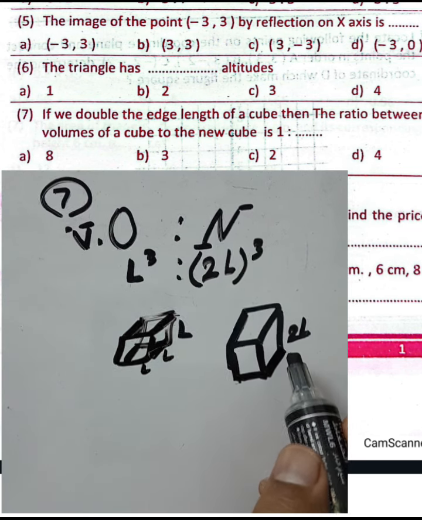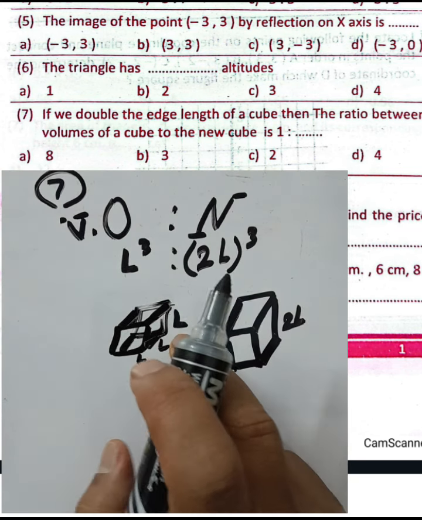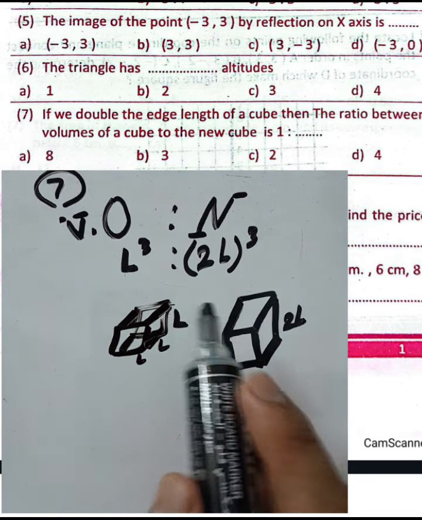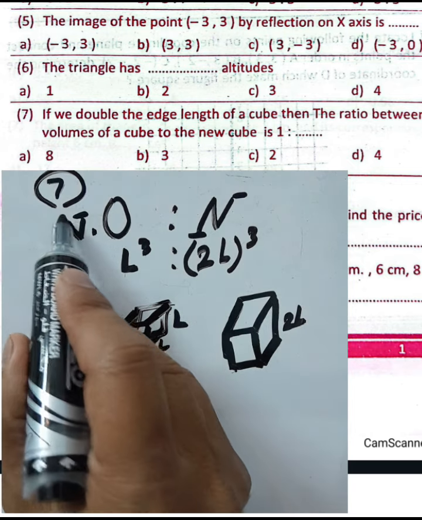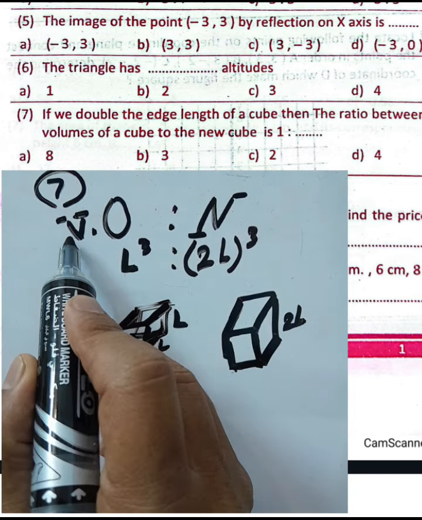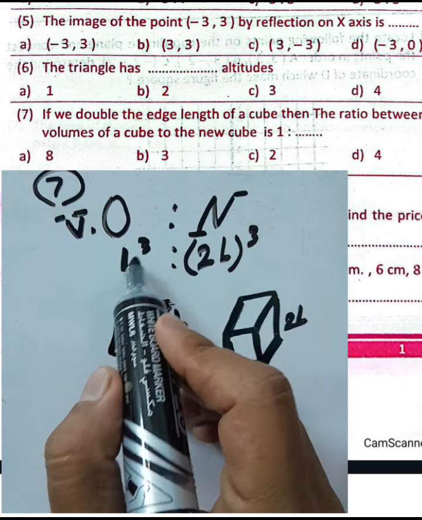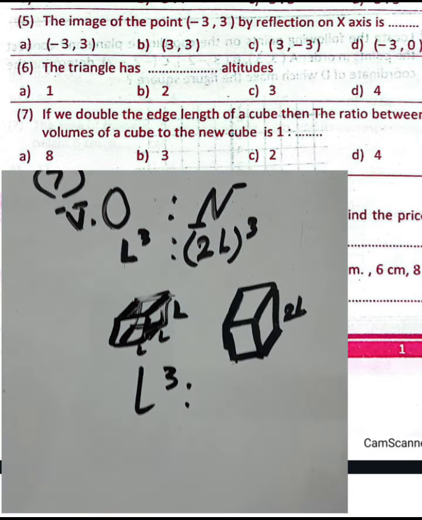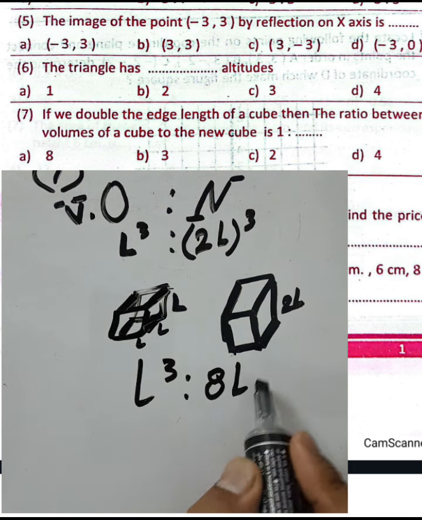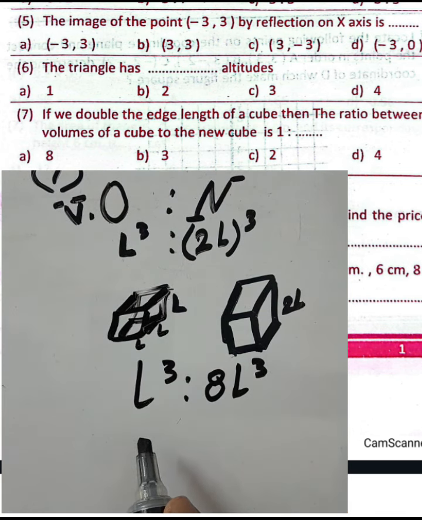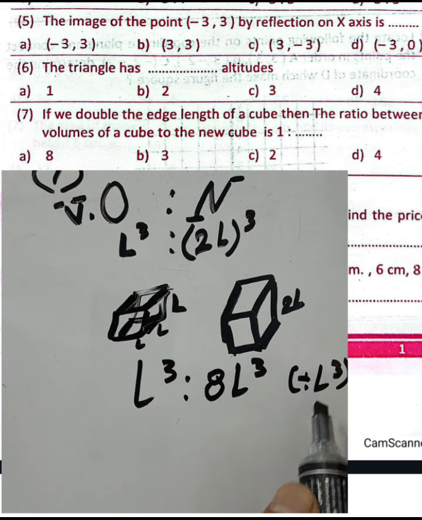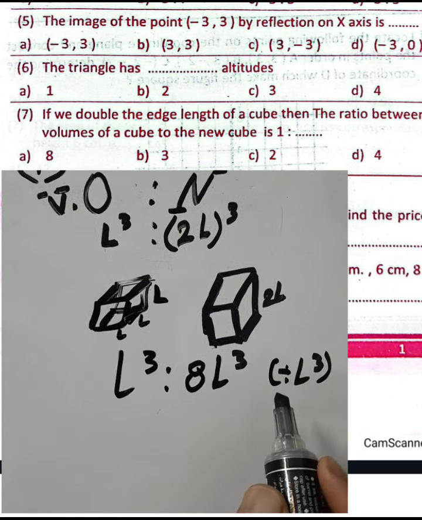And if we doubled the length here, L will be 2L, then the volume will be 2L power 3. Then the ratio between the original volume and the new volume will be L power 3 to 2L power 3, which is 8L power 3. And then we can simplify it by dividing by L power 3, in the simplest form.